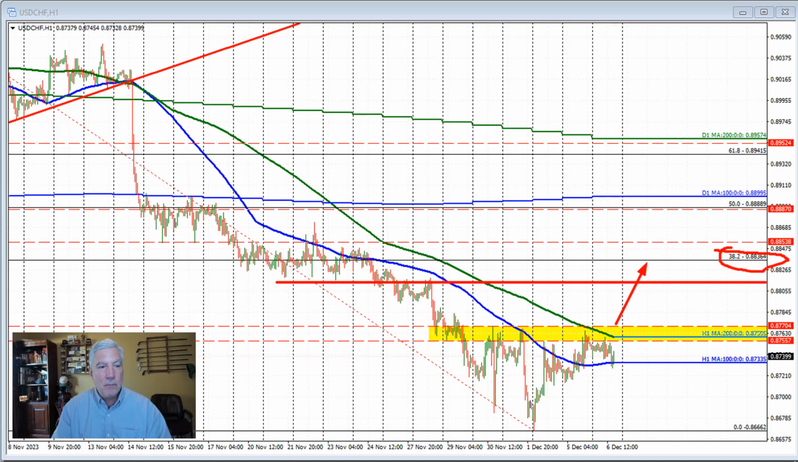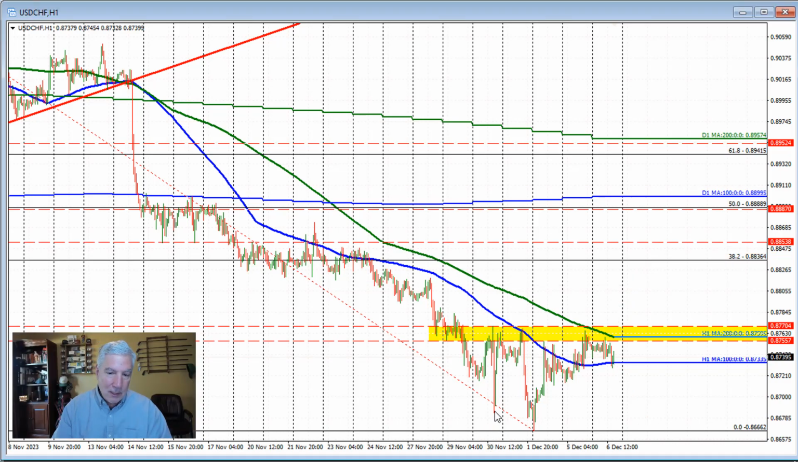Now on the downside, if we break below the 100-hour moving average with momentum, we would stand to look toward the low prices that we saw this month and into last month. The December 1 low came in at 86.62. This low right through here came in at 0.8684.